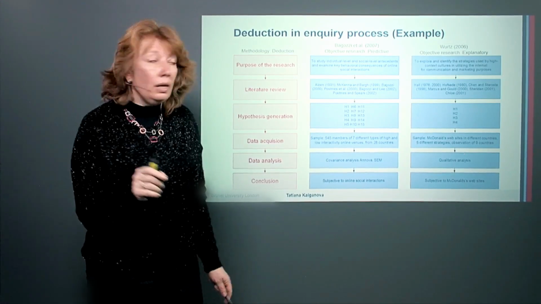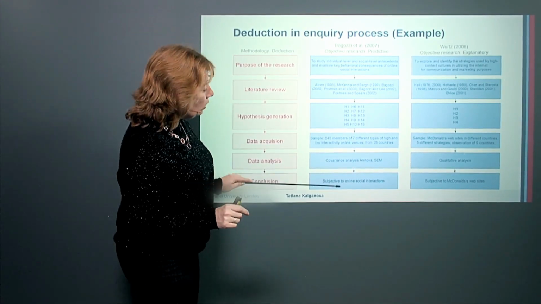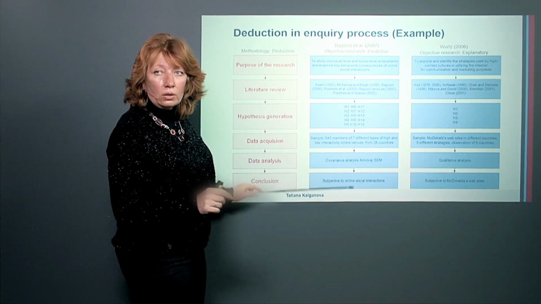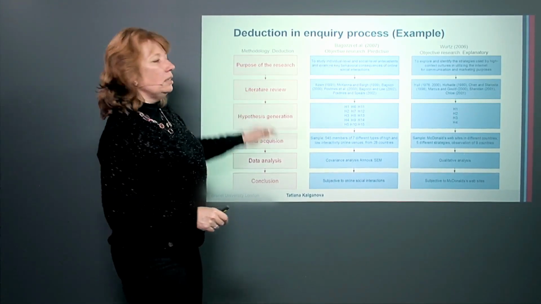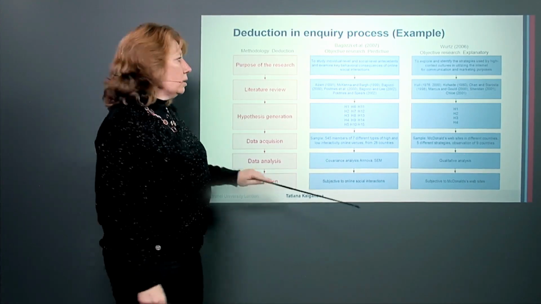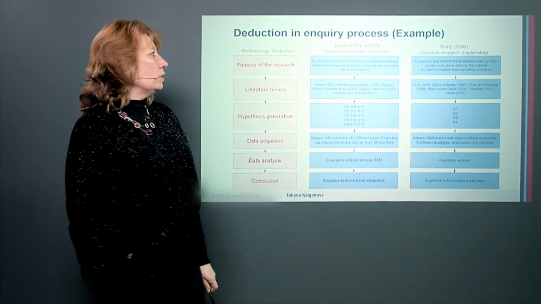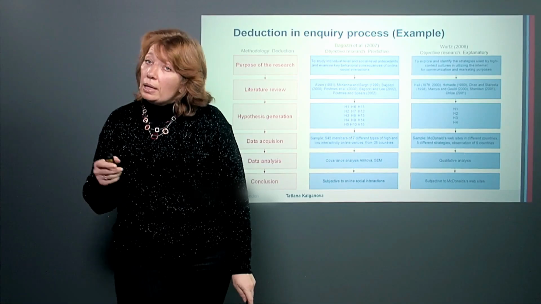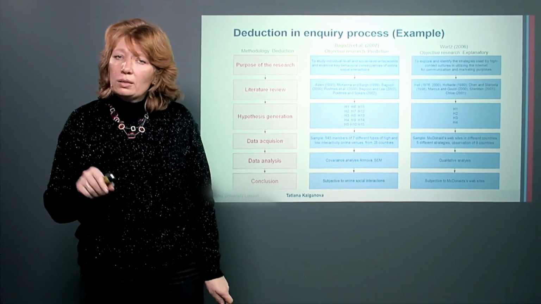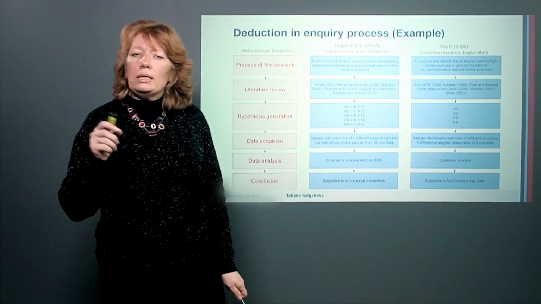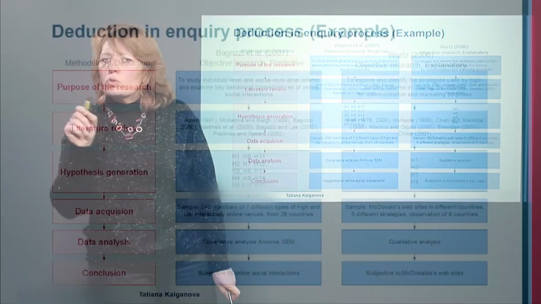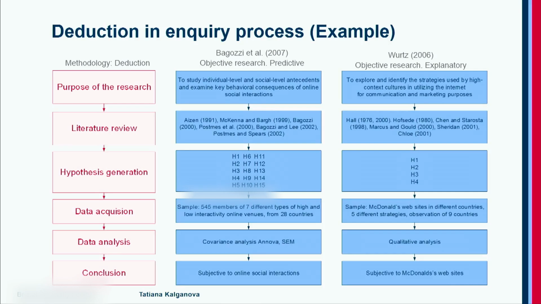What is important, when we start to analyze this process, we need to double check: is the conclusion drawn for this particular paper answering our research question? Has the purpose of research been achieved? Let's have a look and do analysis of another paper. This paper is by Wurtz, published in 2006. Let's try to do exactly the same analysis.